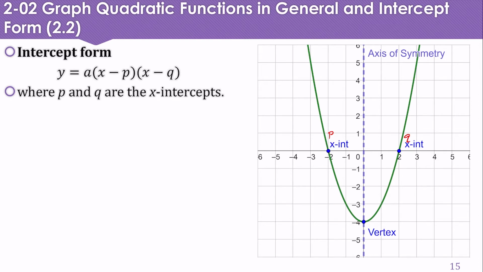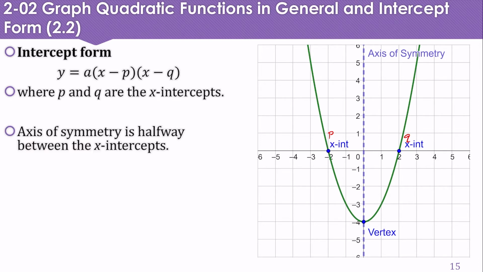Notice the axis of symmetry is halfway in between. So we'll take the average of p and q. In this case, p was -2, q was 2. If I add those together, I get 0. Divided by 2 is 0. See, the axis of symmetry is x equals 0 in this graph.